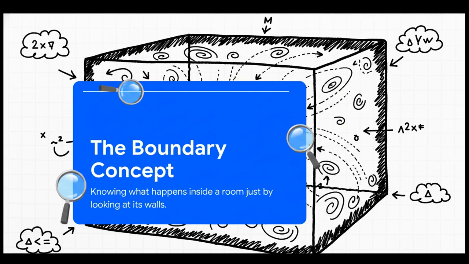Think of it this way. Imagine you've got a sealed room. Instead of painstakingly measuring every single inch of the air inside that room to figure out what's happening, this math says you can know everything about that interior simply by analyzing the boundary, the walls that surround it.